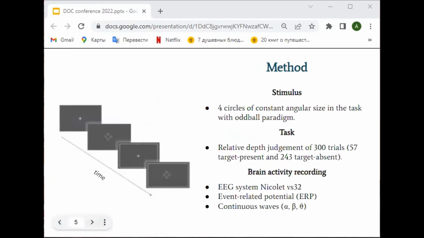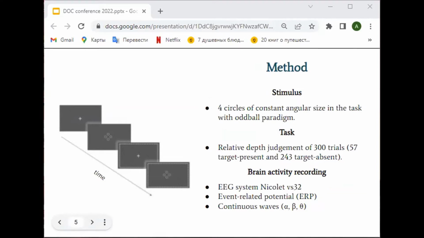The stimulus that was presented to the participants consisted of 4 circles located in an oddball paradigm. Each trial was presented after a cross appeared in the center of the screen for 1 second. The experiment overall consisted of 2 tasks, and each task contained 300 trials, out of which 57 were target present and 243 were target absent.